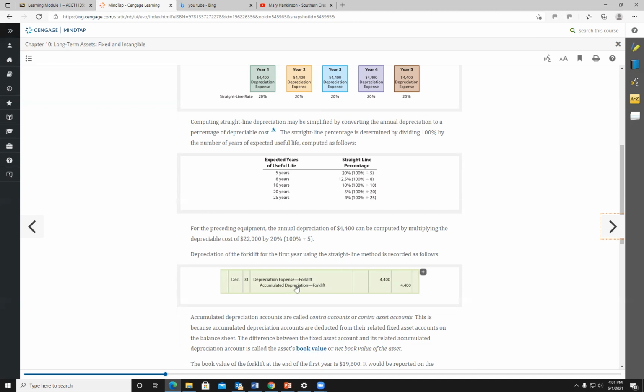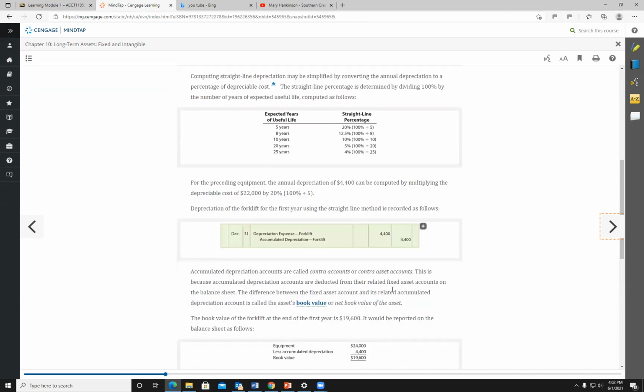So every time you record each year's depreciation, the accumulated depreciation on the balance sheet would continue to increase until it reached the full depreciation cost of $22,000. So at the end of 5 years on the balance sheet, you should see the asset at the cost of $24,000 less the accumulated depreciation of $22,000, leaving the residual value of $2,000.